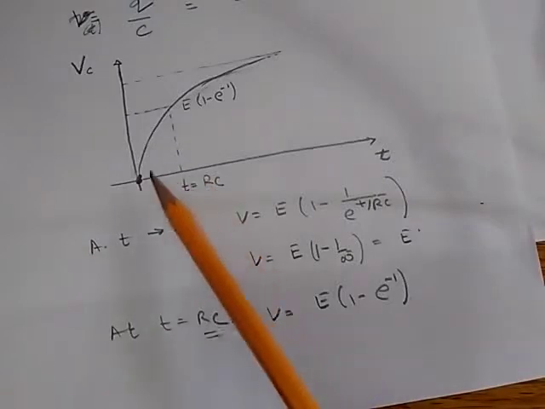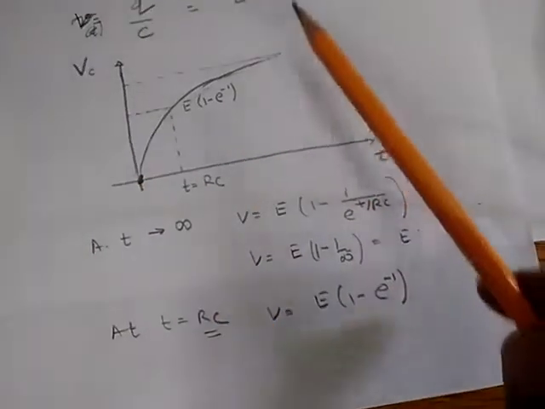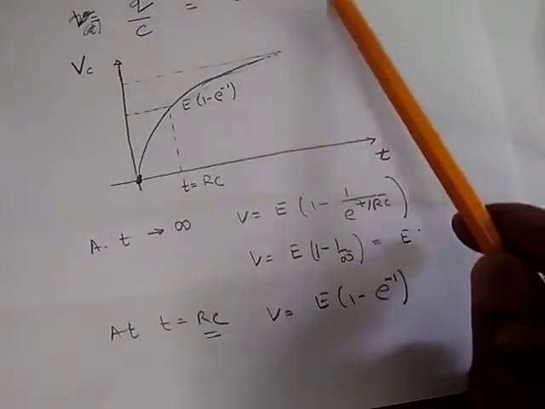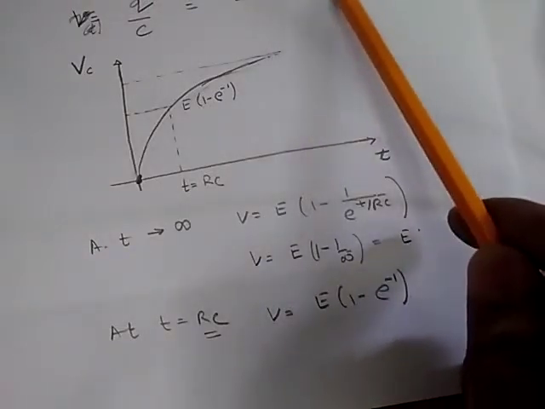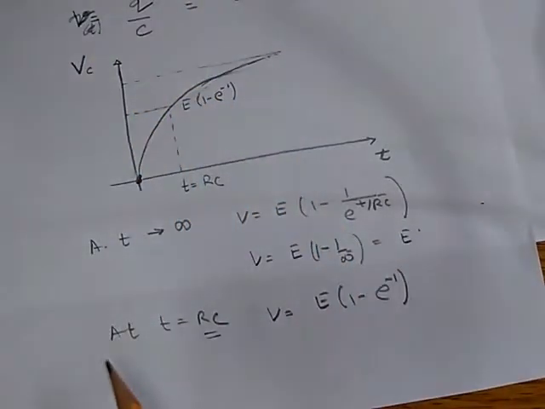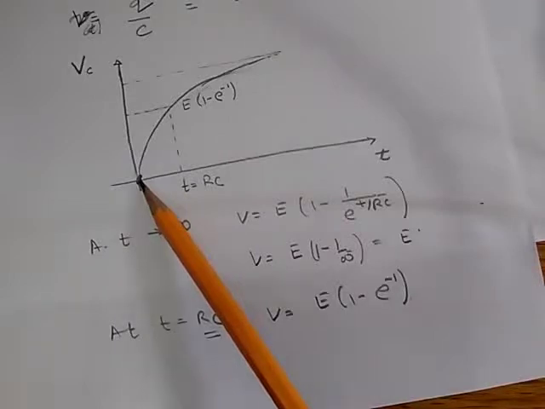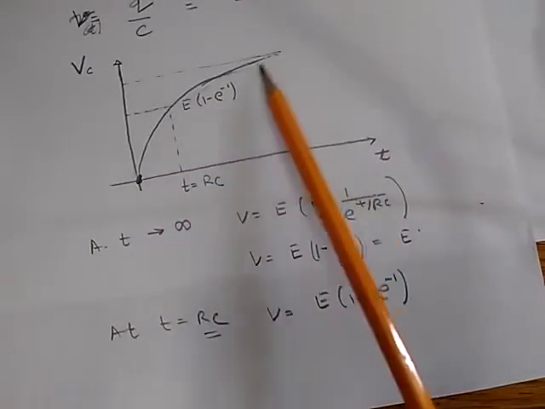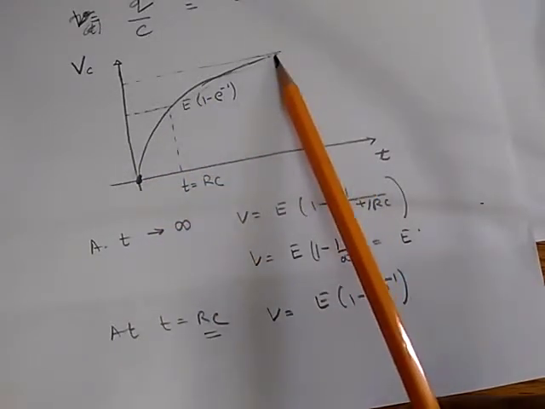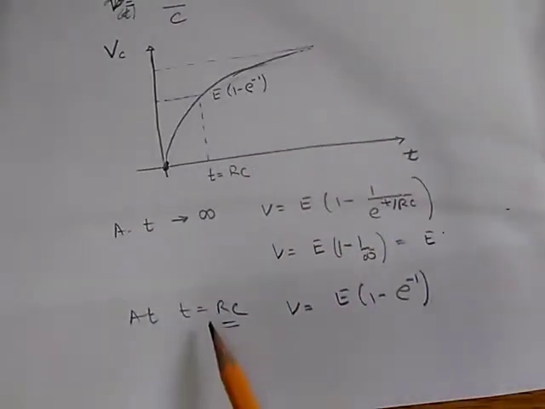And when t is equal to 0, then the voltage is E times (1 minus e to the power 0), and e to the power 0 is 1, so 1 minus 1 is 0, v is equal to 0. And that's what it is right here. Initially the charge on the capacitor is 0, eventually it becomes E.